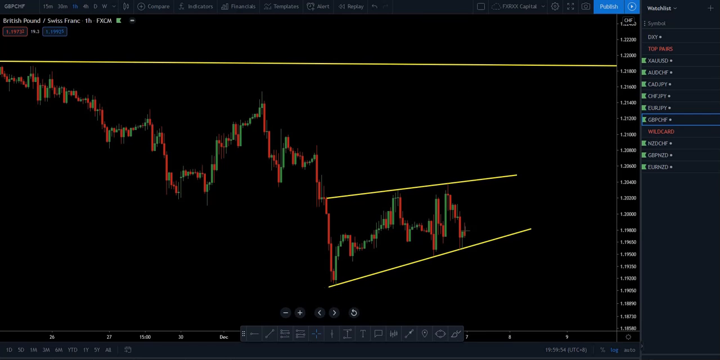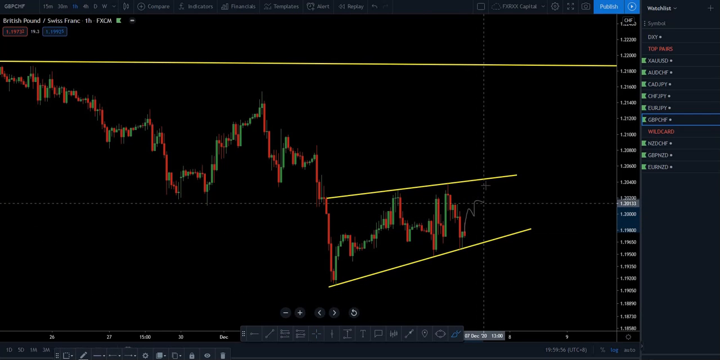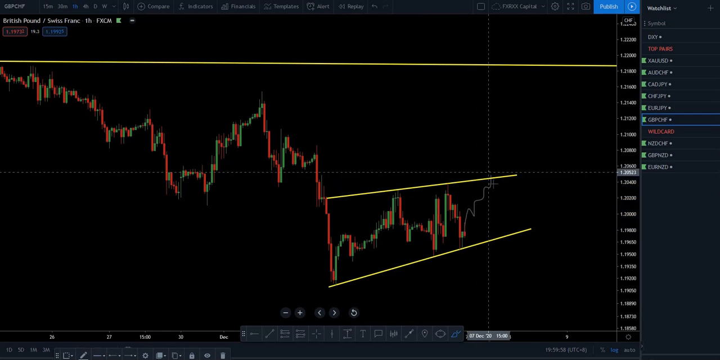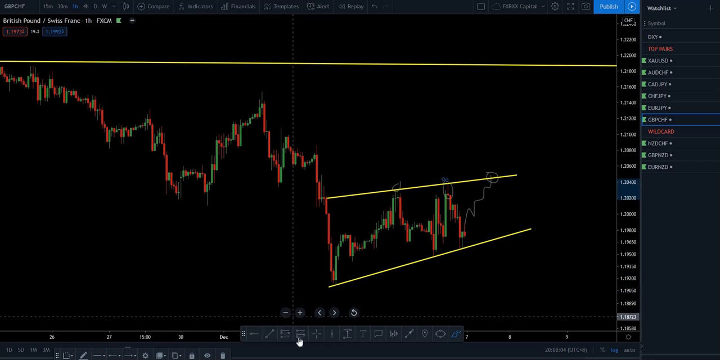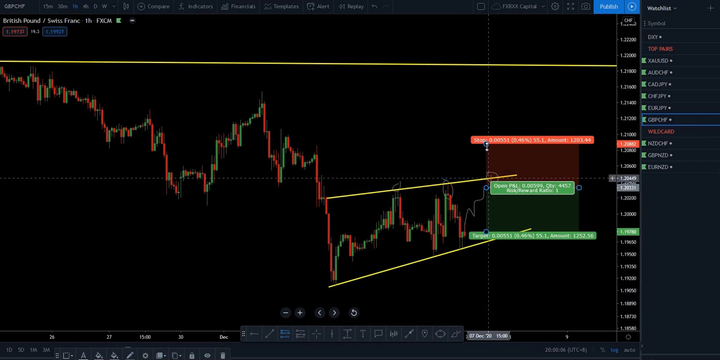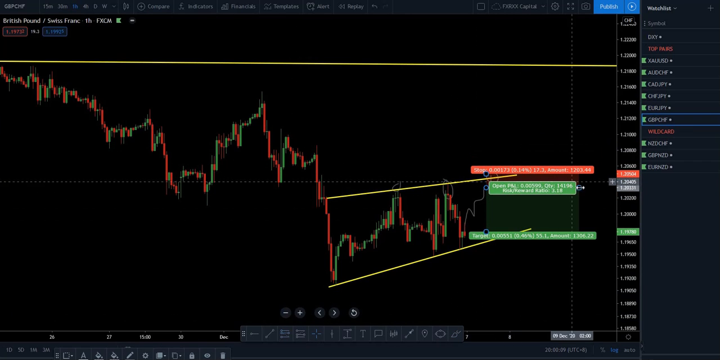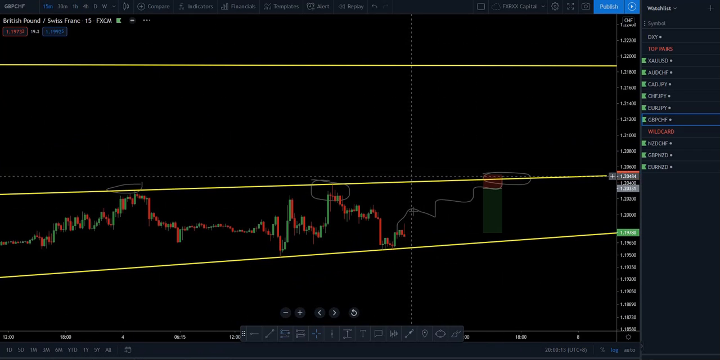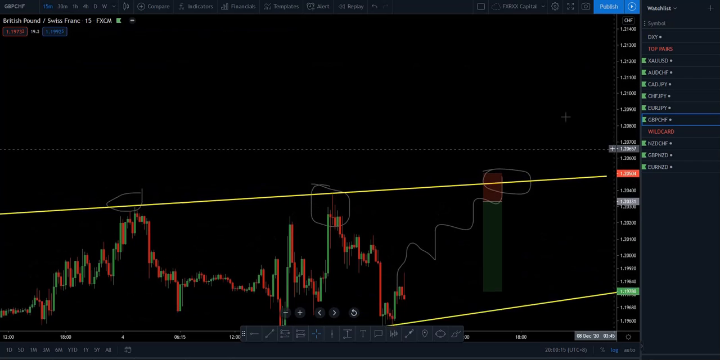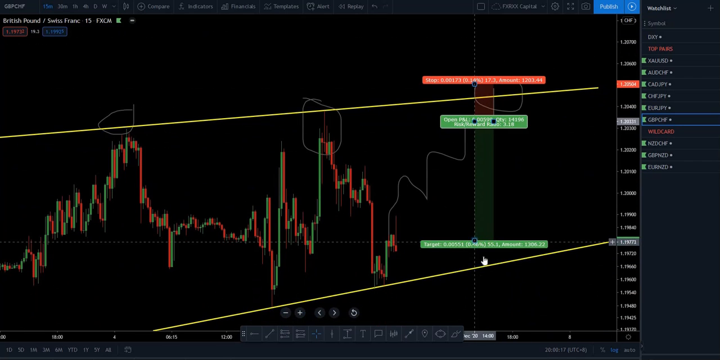So this will be the setup. I will set entry from here. This is the area I'm looking for. It is multi-touch. Set my entry order above the structure. If you want to get precision, you can move to 50 minutes. Let's say you get more precision.